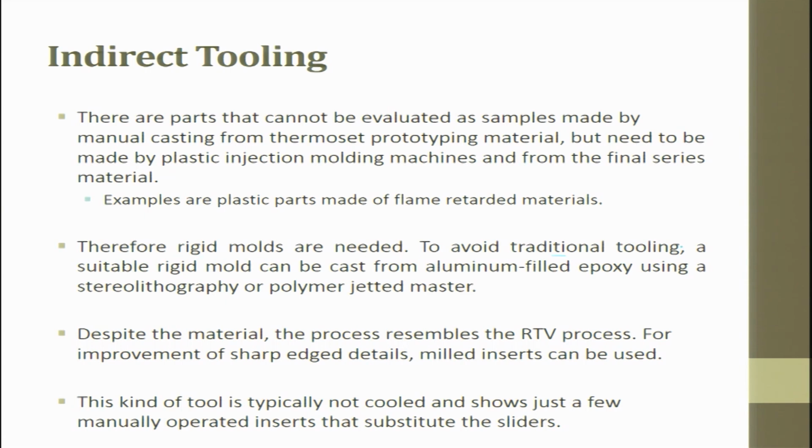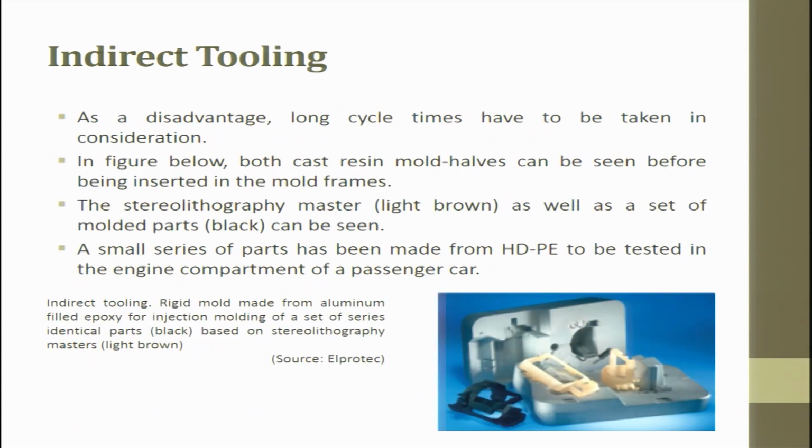To avoid traditional tooling, suitable rigid molds can be cast from aluminium filled epoxy using a stereolithography or a polymer jet master, we can get that. And despite the material, the process resembles the RTV process, we can try to get for smaller production. So in the conventional one, the disadvantage is long cycle time has to be taken into consideration. The figure below, which is given as an example here, is through indirect tooling.